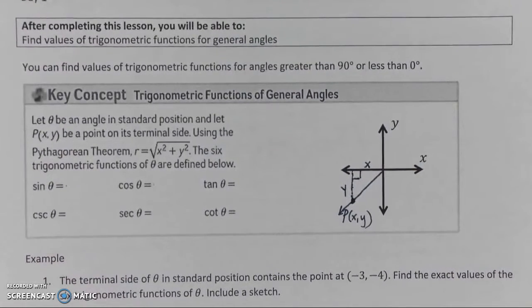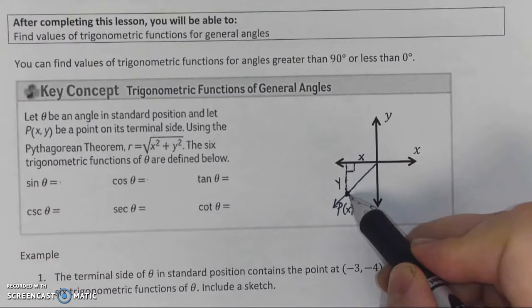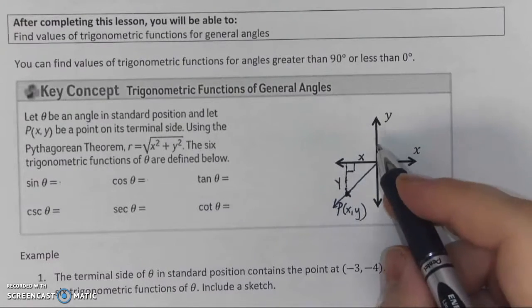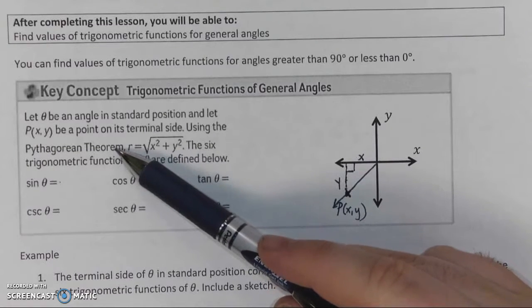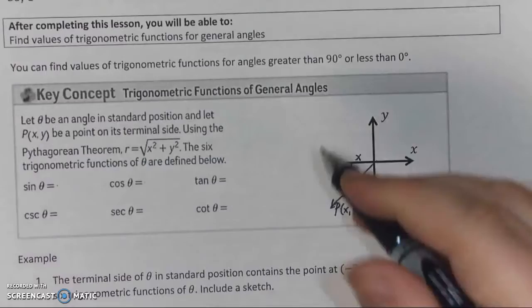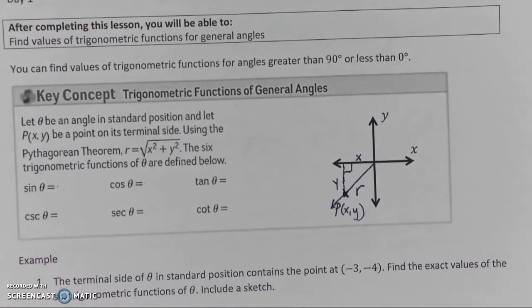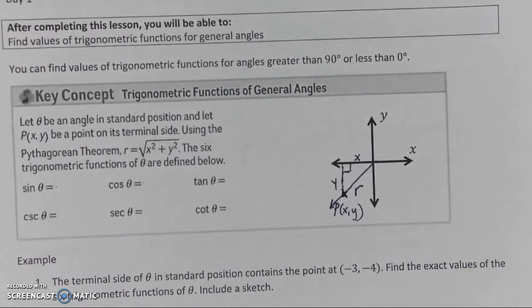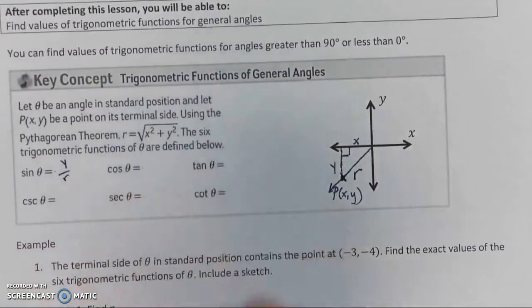So we could use the Pythagorean theorem. Notice this is a right triangle, so we could use the Pythagorean theorem to find the length of the hypotenuse, and that would give us a value of r. So r is the square root of x squared plus y squared. So to find the value of the 6 trigonometric functions of theta, we are going to say sine theta equals y divided by r.